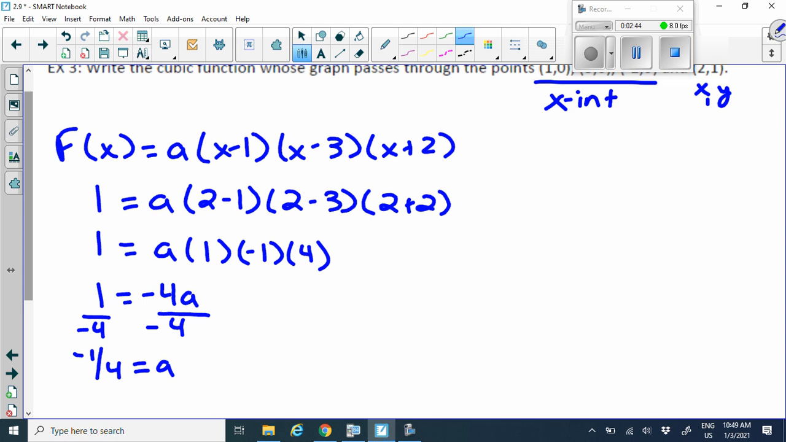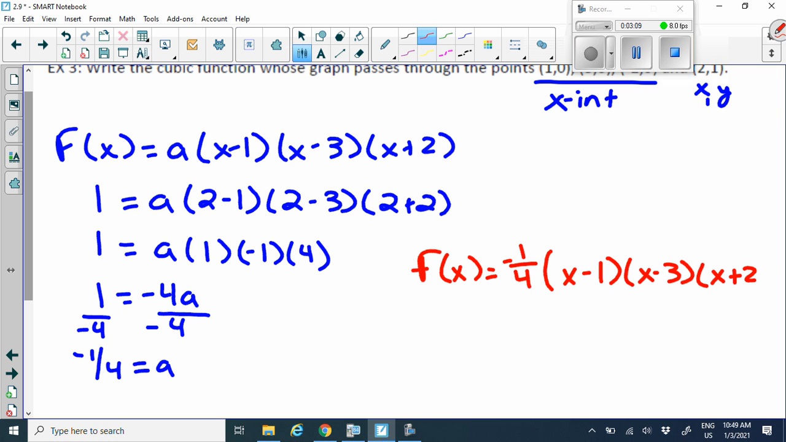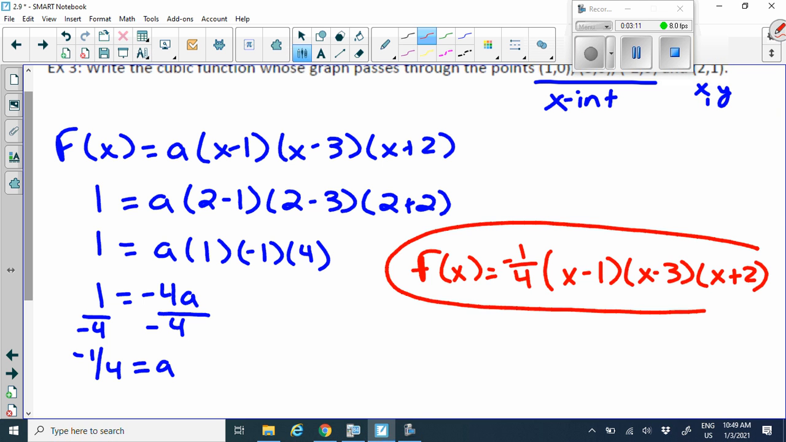Okay. Now here, what we're going to do is, unlike the last 2, we had to write it in standard form. Here, we're just going to write it in actually intercept form. So now that we know our a, I'm going to rewrite this. I have f of x equals negative 1/4. And now I just rewrite all my x-intercepts in that factored form. So x minus 1, x minus 3, and x plus 2. And this will be my final answer.